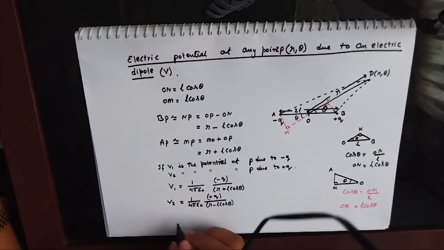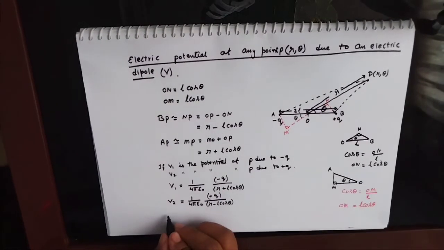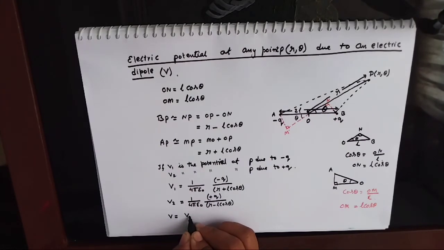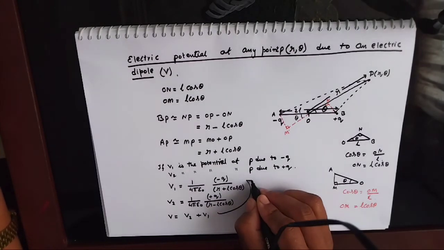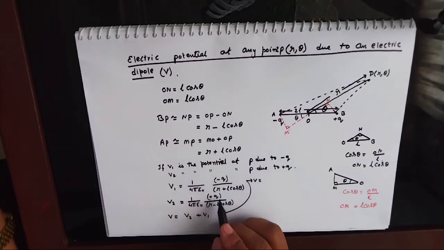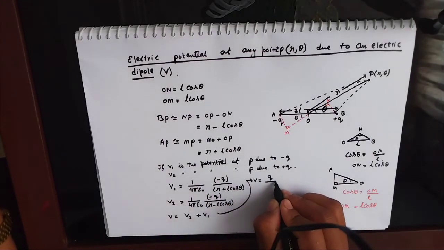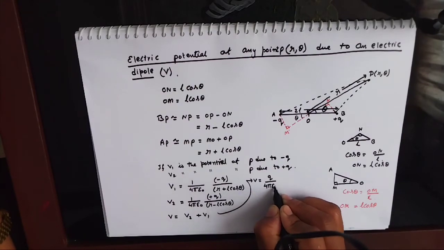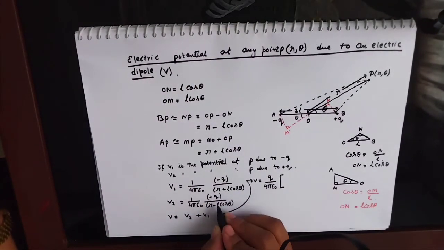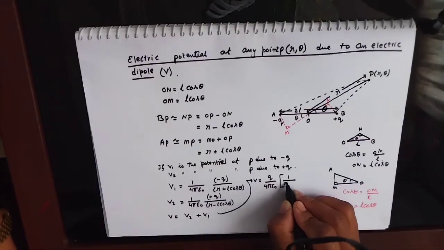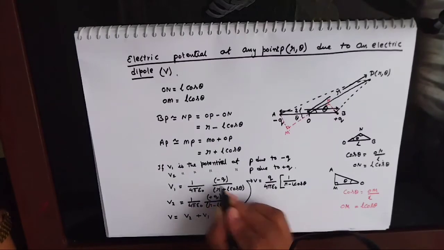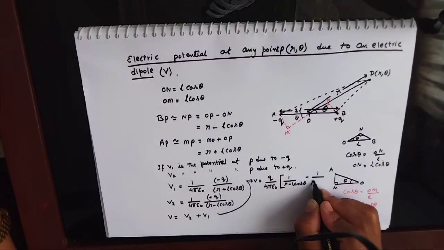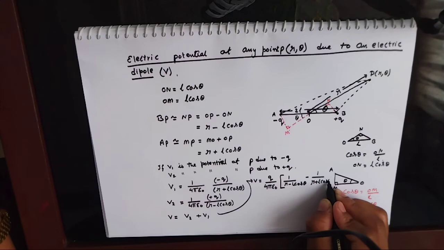Now, if V is the net potential, what is V? We can write V2 plus V1. From here, Q and 1 by 4 pi epsilon naught I can take common. So Q divided by 4 pi epsilon naught, and I will remain with 1 by R minus L cos theta, then minus 1 by R plus L cos theta.